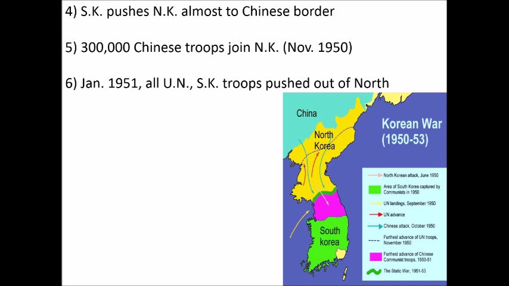So this went back and forth a couple times, where it looked like at one point you would have one united communist Korea, and then at one point it looked like it was going to be one united democratic Korea, but neither of those ended up happening. Once it looked like the communists were on the ropes, they would have been, except the Chinese decided to join in. They sent 300,000 soldiers in November of 1950 to join North Korea.